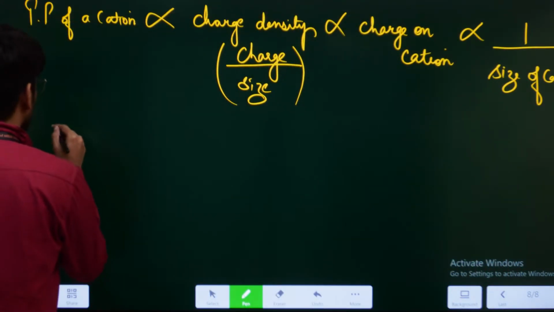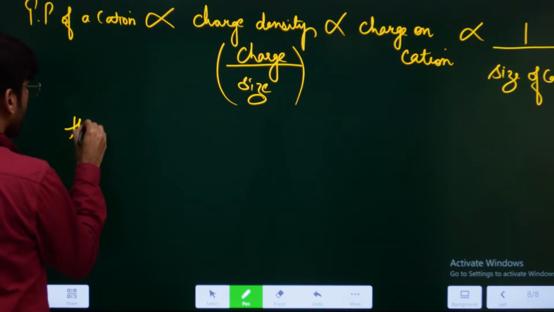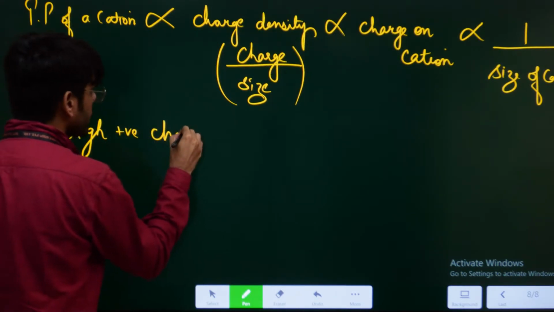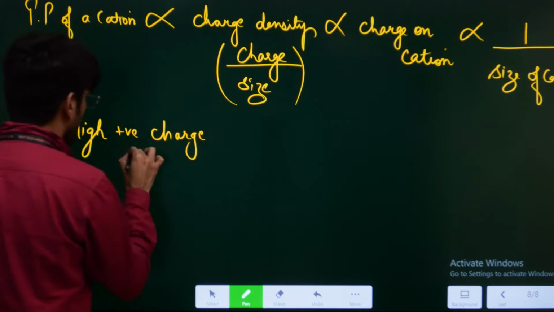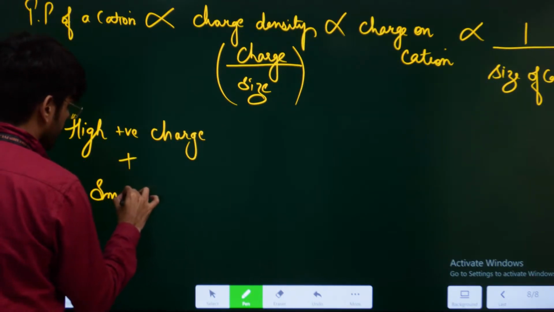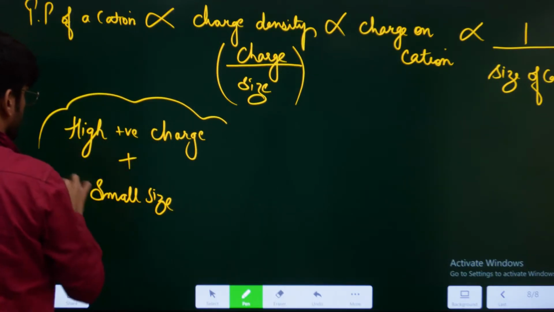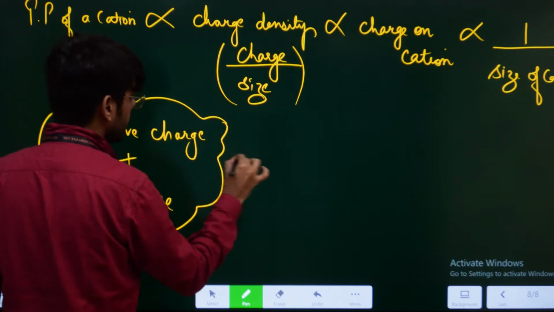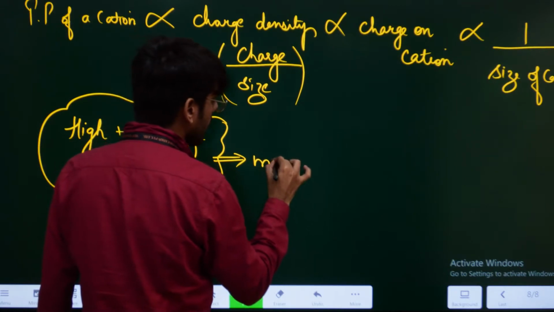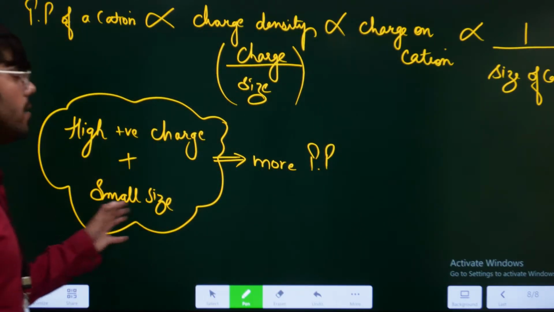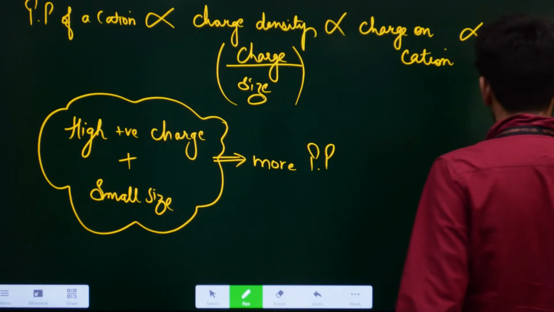Okay. Can I say that high positive charge plus small size means more polarizing power? Yes or no? Alright.